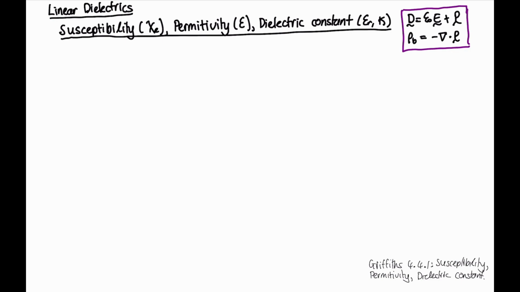So we're now going to consider a special class of dielectrics known as linear dielectrics, and we'll be looking at the definitions of susceptibility, permittivity, and dielectric constants. So at the very start of this topic, we were talking about what caused polarization. And polarization happened when we had some dielectric, which was put into some external electric field. So let's call this external electric field E0.